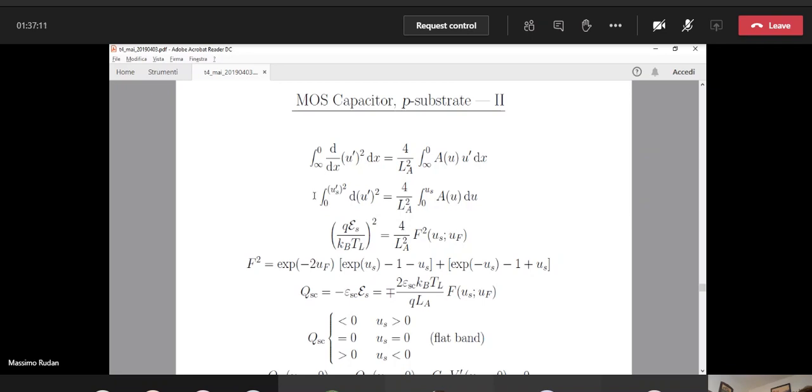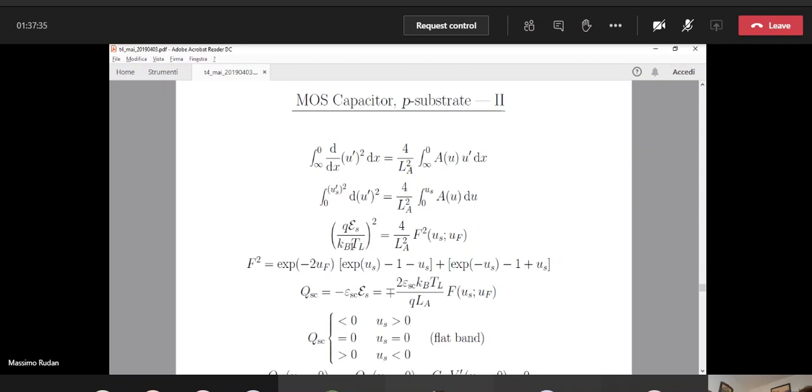So we change the variable from x to u prime squared. And when we go to infinity, u prime is 0. When we go to 0, that is to the interface, u prime becomes u prime of the interface. We call it u prime s. Okay?